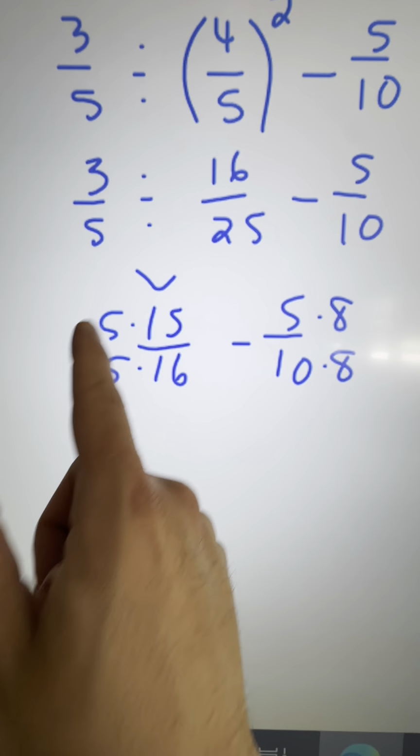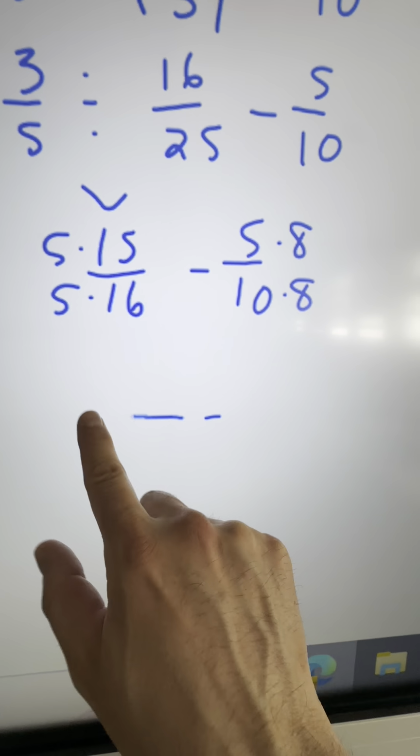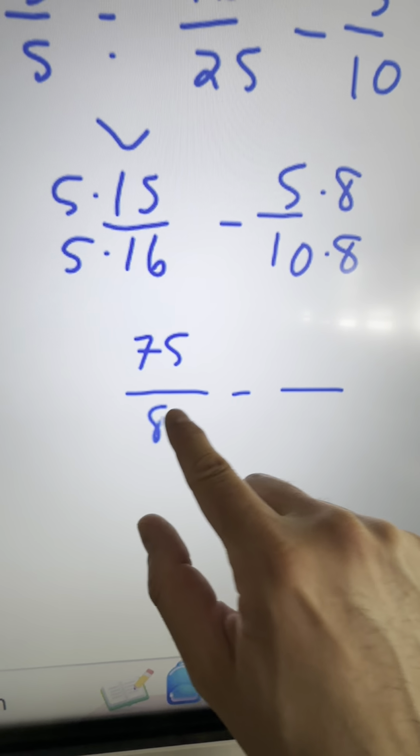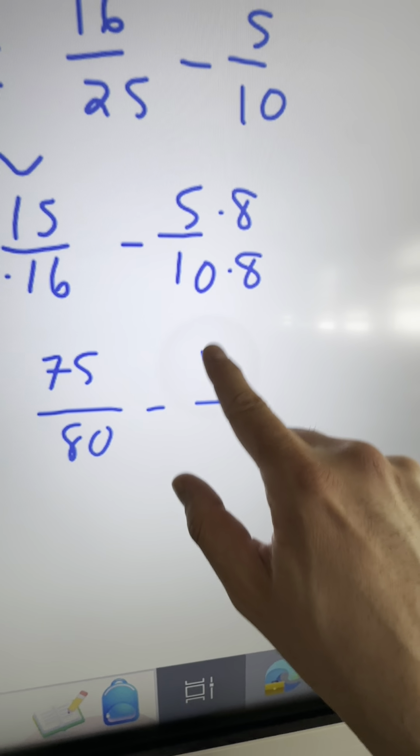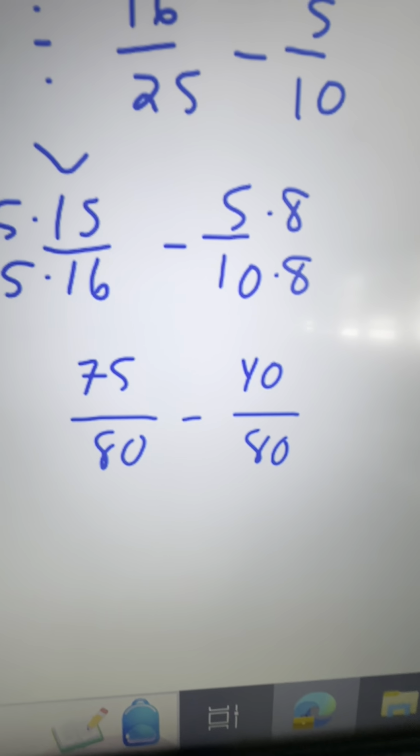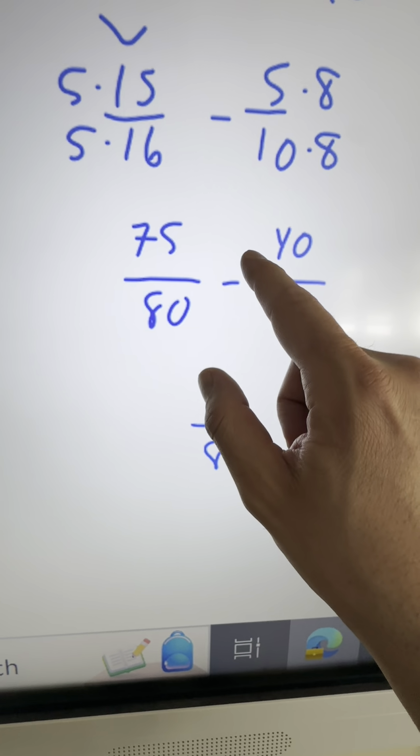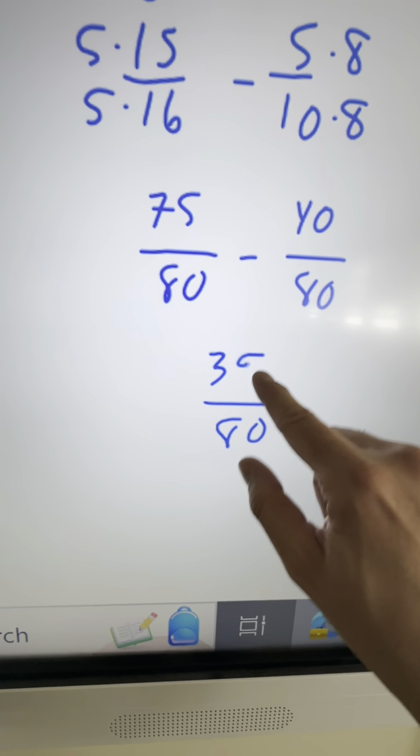And now I just got to multiply each of these pairs together to get me to my next step. So when I multiply these out, I get 75 over 80. Multiply out these pairs, you get 40 over 80. And then all we have to do is subtract these out. We're going to get 75 minus 40, which is 35.